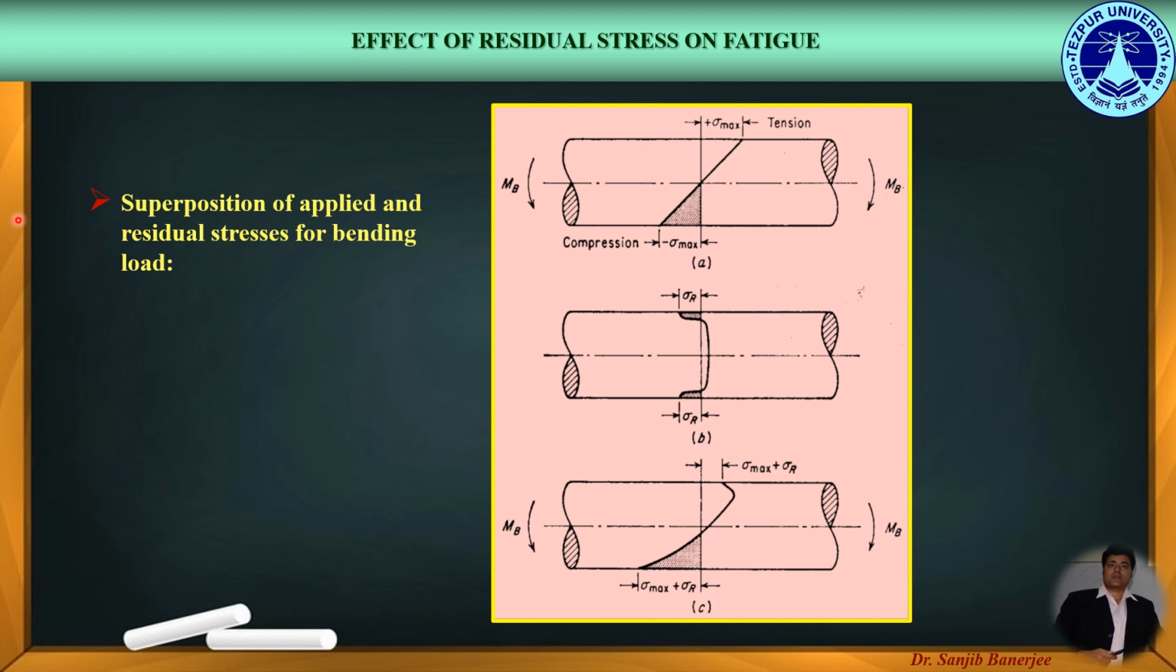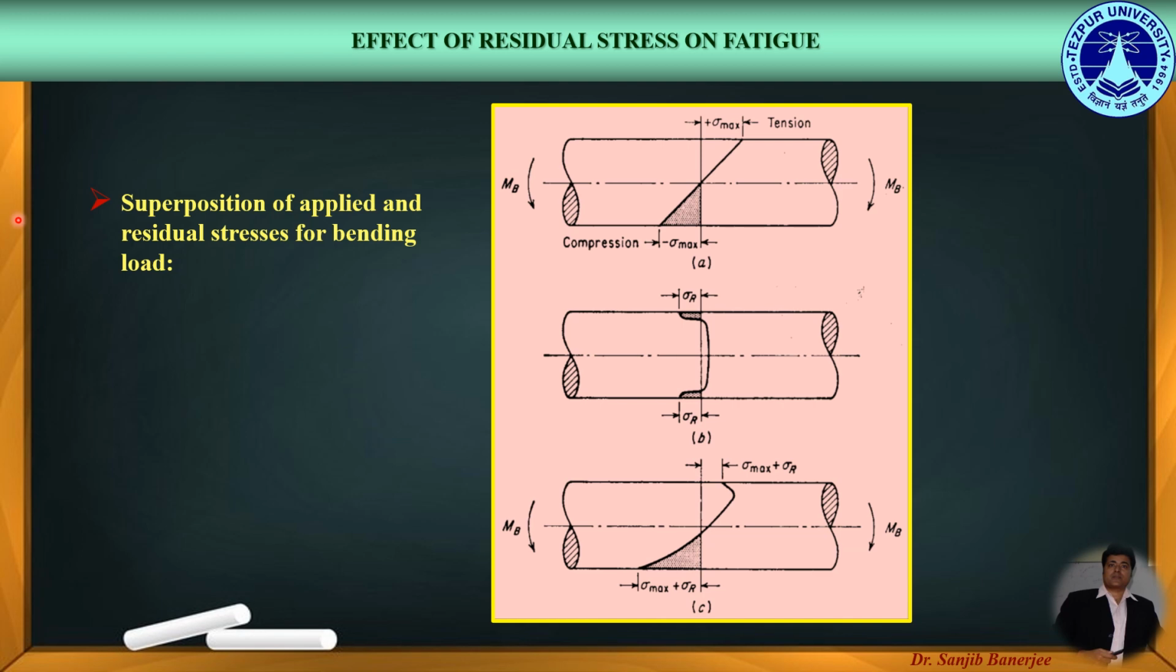At this point, it is important to realize that a designer may be aware of the applied stresses but may not be aware of the residual stresses. Therefore, due to the superimposition of the applied and residual stresses, the resultant stresses, whatever is coming out, are very much critical and may affect the fatigue properties and fatigue strength of the specimen.